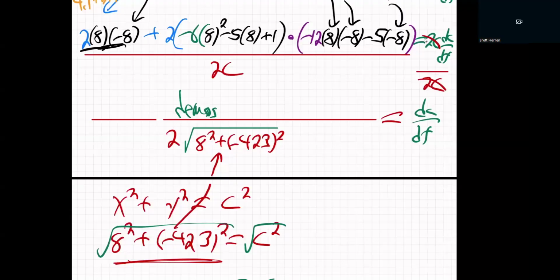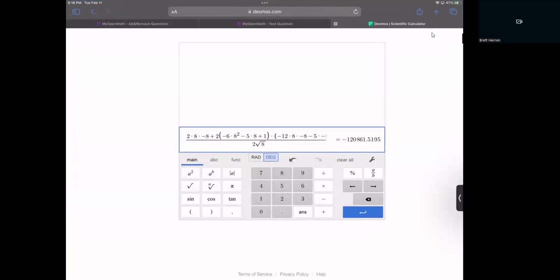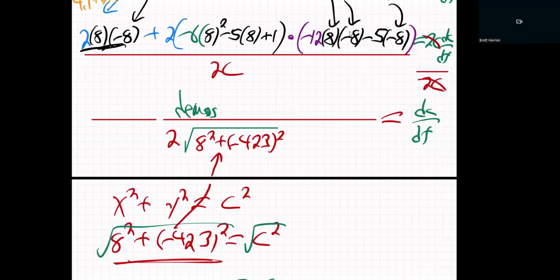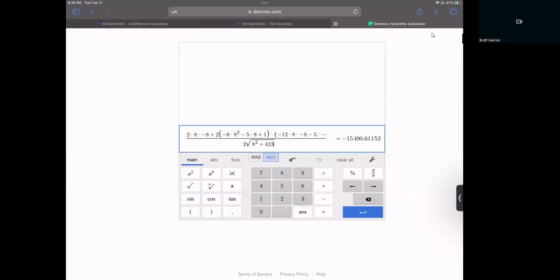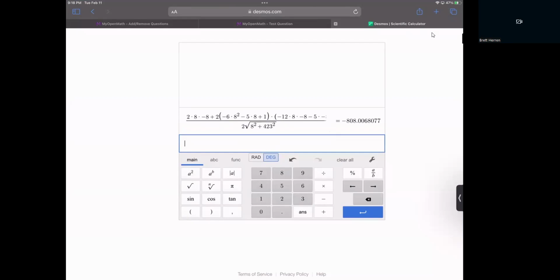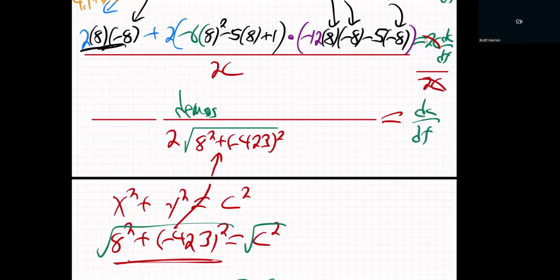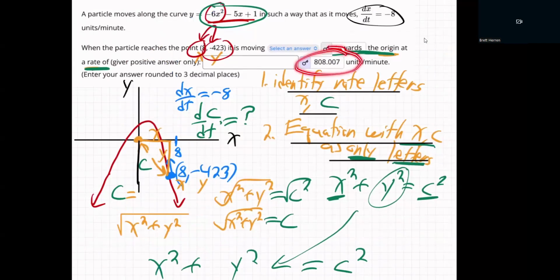Over 2 times c, over 2 times the square root of 8 squared plus, we're so close. Minus 423. I'm just going to go 423 squared. It's squared anyway, whatever. Squared equals minus 808.006. Oh, that's beautiful, 007, I guess it rounds.